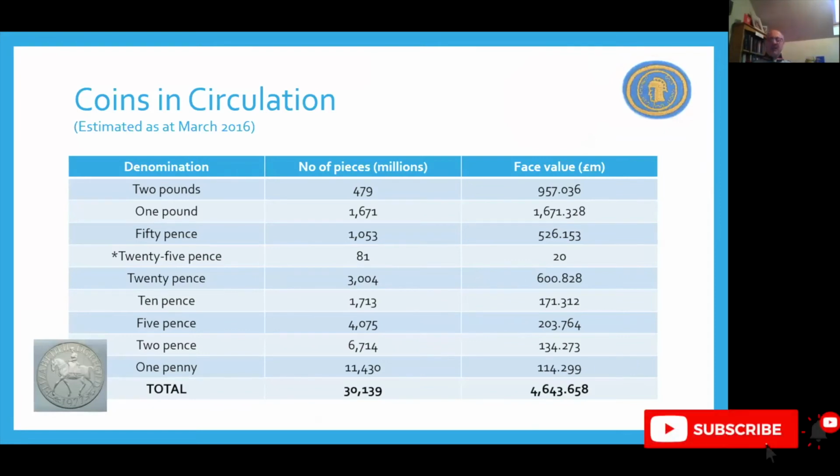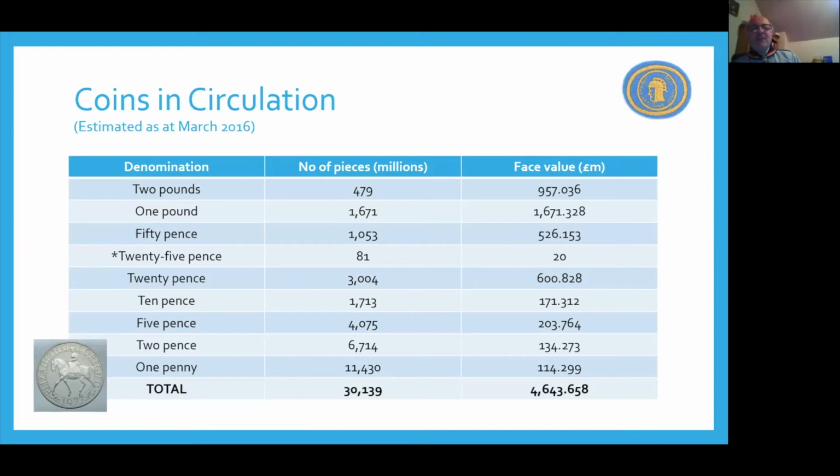Now, on this slide, you will see the coins in circulation. And there's one coin I've put a star against, because when this slide went through to the British Union, Auntie Natalie, who does all the administration, came back and said, I've never seen a 25 pence coin. And she's perfectly correct, because there aren't 25 pence coins that you will find in your change. But there was a 25 pence coin.